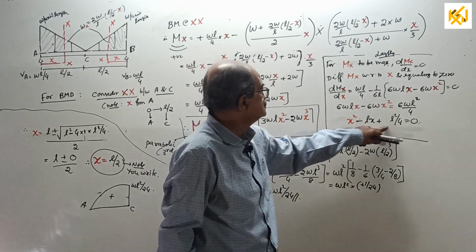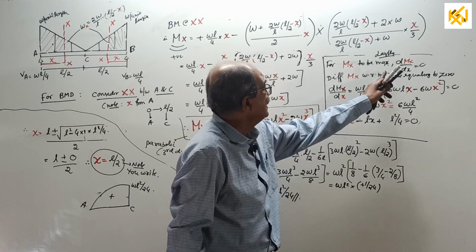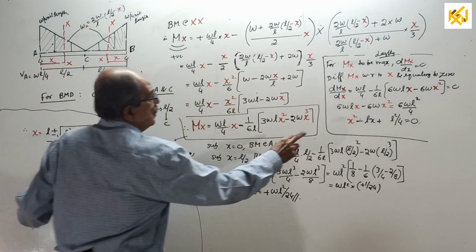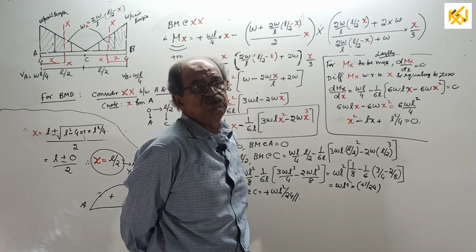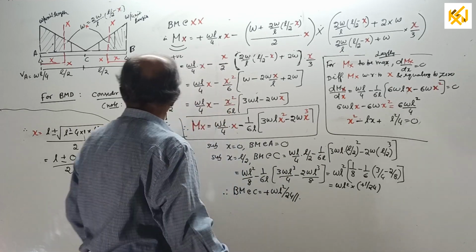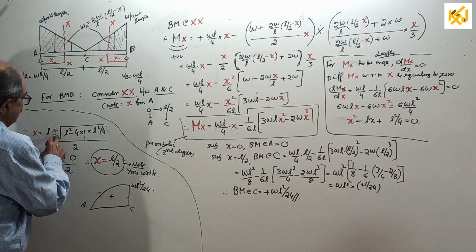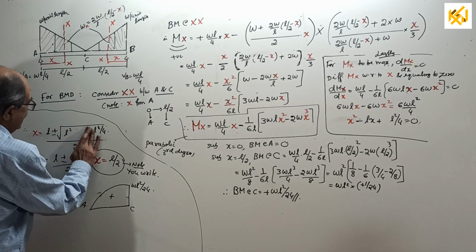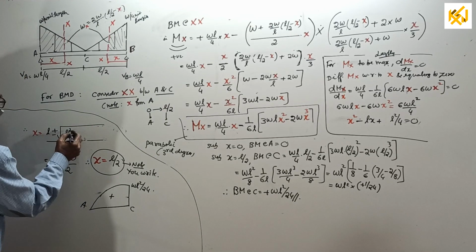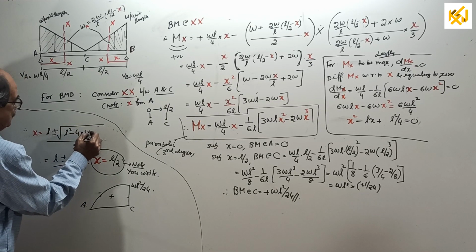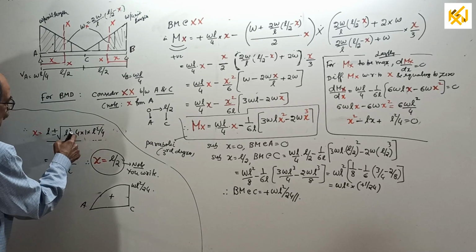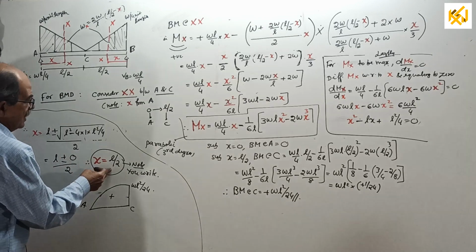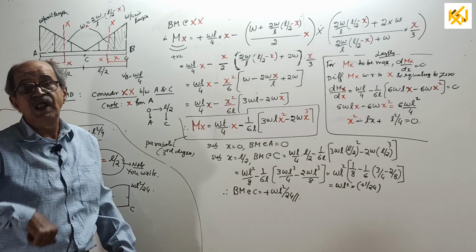All the 6s will cancel here. Simplify this one, that is 0. Therefore, the solution is x equals minus b plus or minus root of b square minus 4ac divided by 2a. Substitute, you get L plus or minus the root of L square minus 4 into 1 into L square by 4. The 4s cancel. L square minus L square is 0. L plus or minus 0 by 2. x equals L by 2. See how beautifully the answer comes.